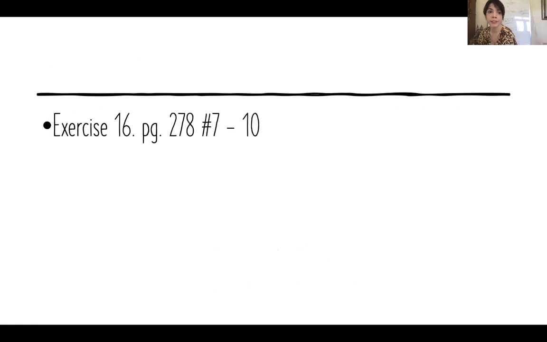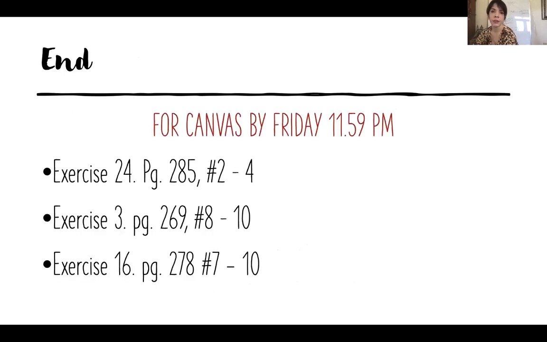And for that, you'll do exercise 16 on page 278, 7 to 10. So for Canvas by Friday, these are the exercises that I said I would like from you. And you have until 11:59 p.m. to upload them. And that is the end of today's lecture.